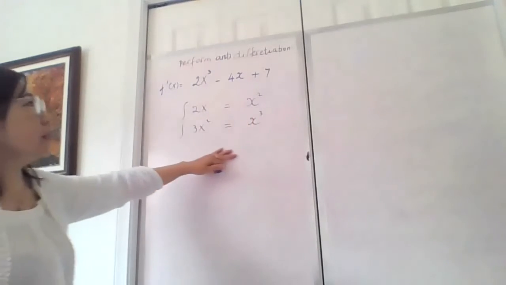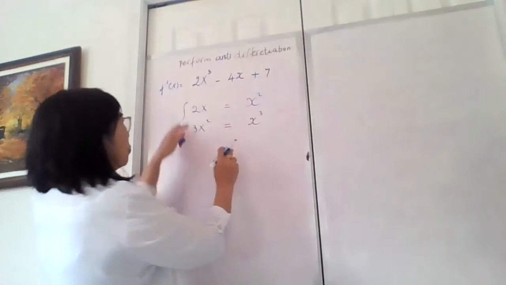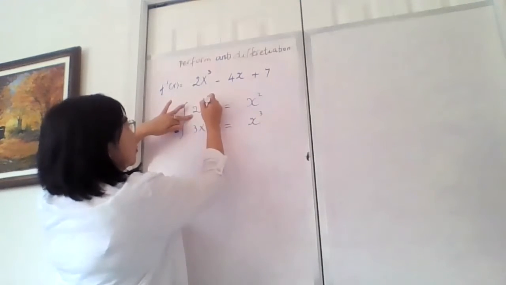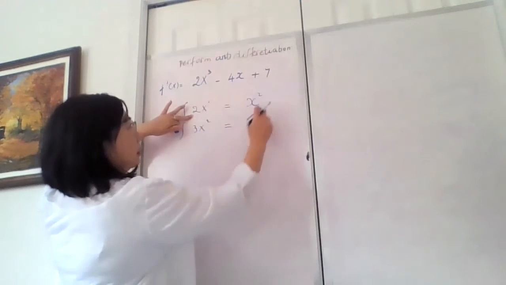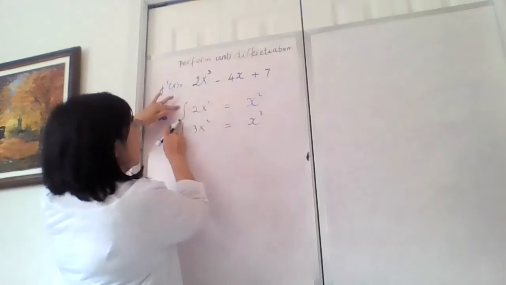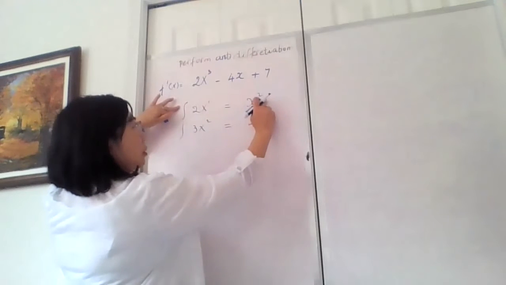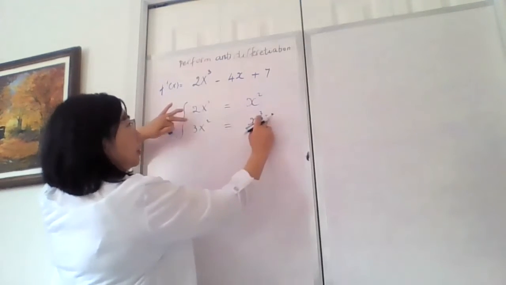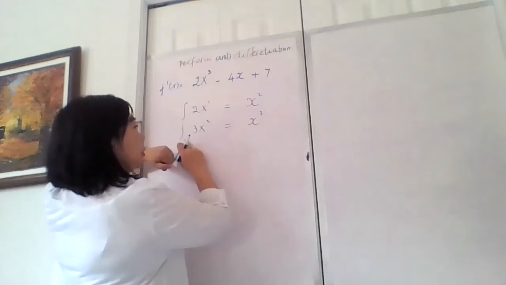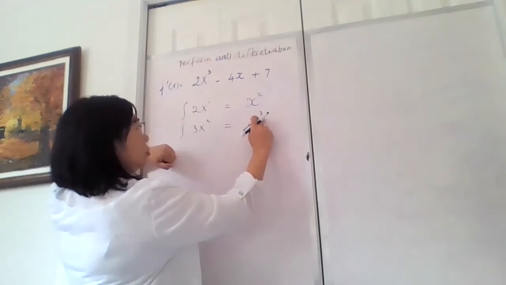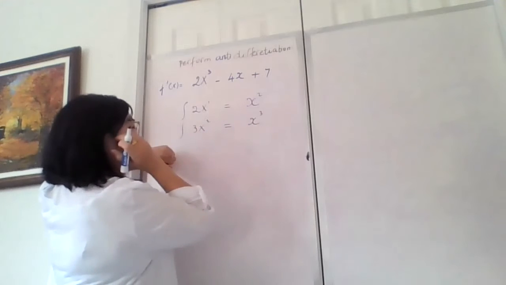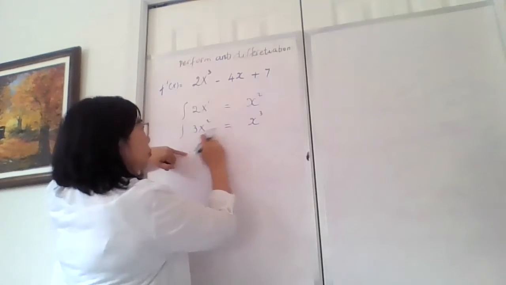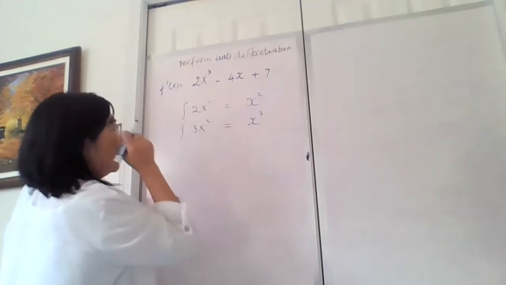Now, if you look at these two patterns, you will notice that the derivative function has a power of 1, then after we do integration, we get power 2. The derivative function has power 2, and after we do integration, we have power 3. So this number 2 becomes 1, and this number 3 becomes 1 less. Why is it like that?